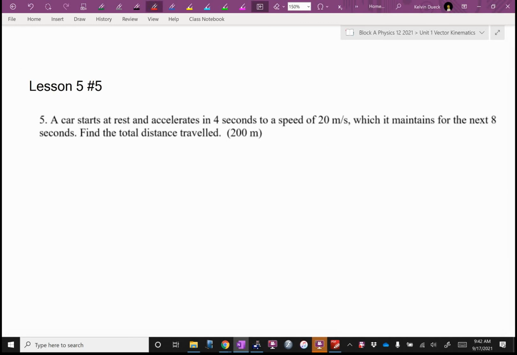Question number 5 from lesson 5 says, a car starts at rest. It accelerates 4 seconds to a speed of 20 meters per second, which it maintains for the next 8 seconds. You know what's weird about this question, Rachel? 2 times. You know what that tells me? I think there's 2 trips.